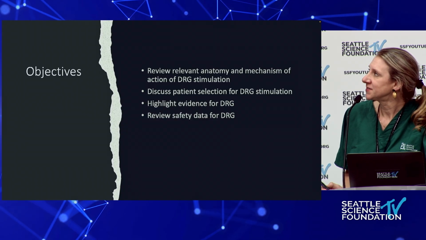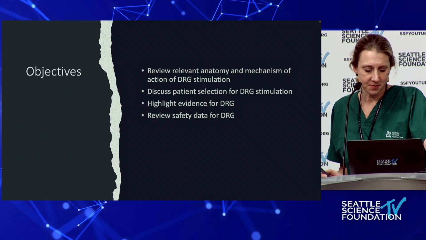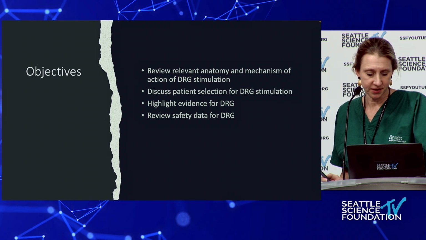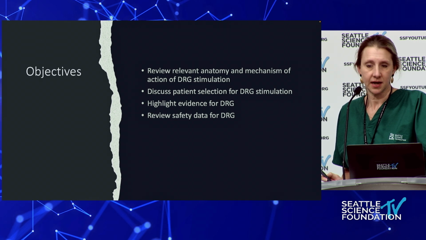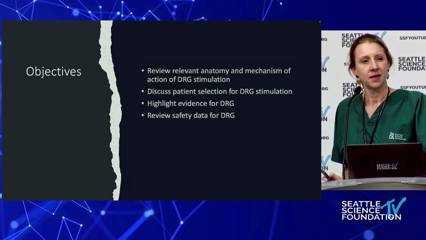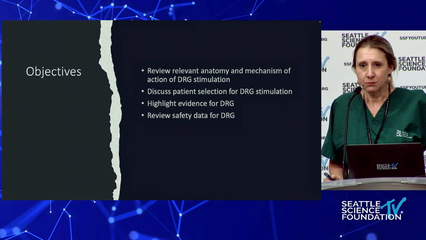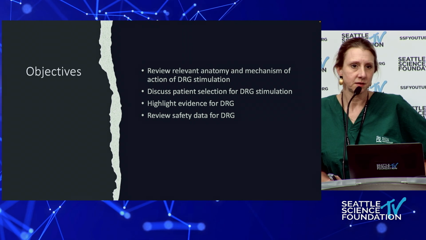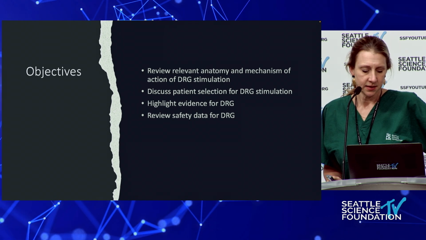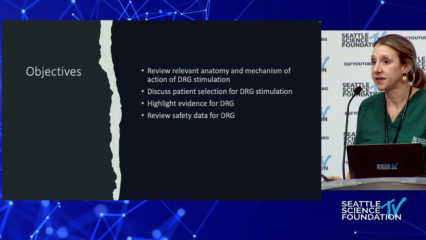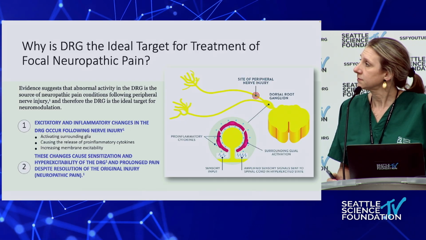Okay, so objectives here are to review relevant anatomy and mechanisms of action for DRG, discuss patient selection criteria, highlight some of the evidence. The references are all going to be within these documents for you because clearly within 12 or 15 minutes, we won't have an opportunity to get into the depth of that. And then review also some of the safety outcomes.